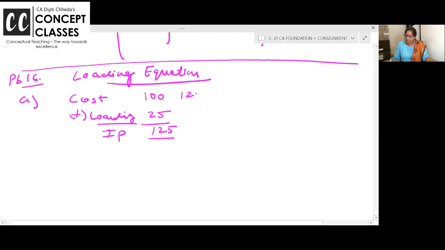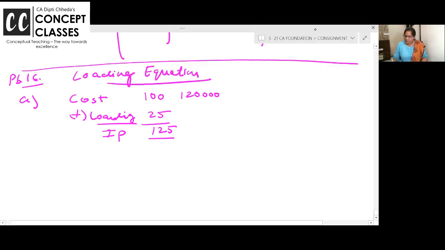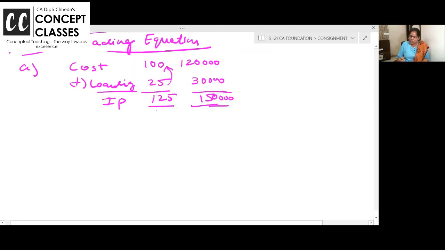Goods are sent at 1,20,000. Calculator. I hope you all are getting it, or should I explain, is it clear? If profit is 25% on cost, let cost be 100, profit be 25, selling price be 125. Okay. Now what is loading? 120 into 25 divided by 100. 30,000. So the invoice price is 1,50,000. You have to make a working note like this, dear students. Comfortable writing. Are you all correlating this? Do you remember? We did it in inventory also.